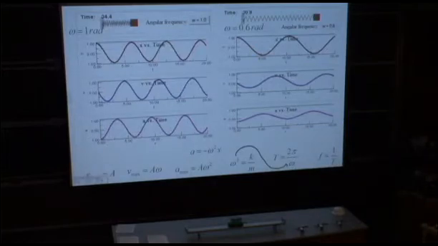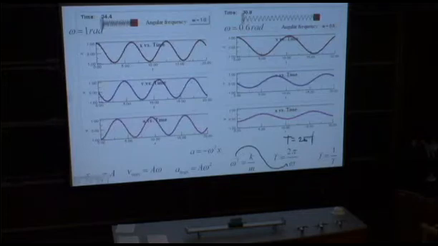And to see that clearly, all you have to do is just rewrite it. The period equals 2 pi square root m over k.